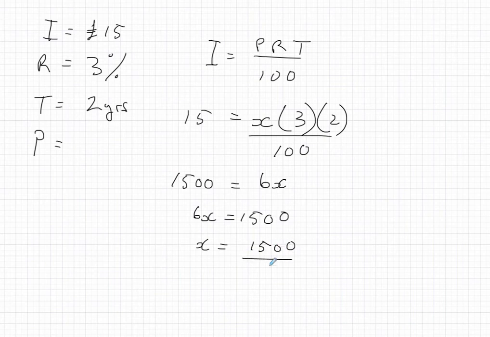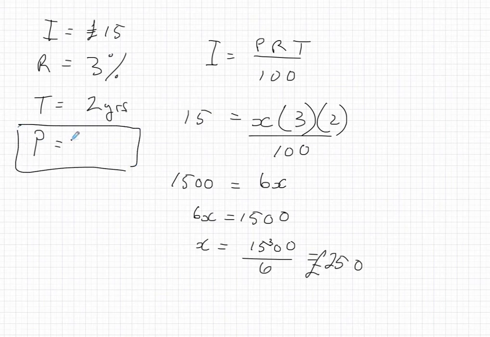So x is equal to 1500 divided by 6. 6 into 15 goes 2, that's 12. 3 left over. 6 into 30 goes 5. 6 into 0 goes 0. So the principal would have been £250.